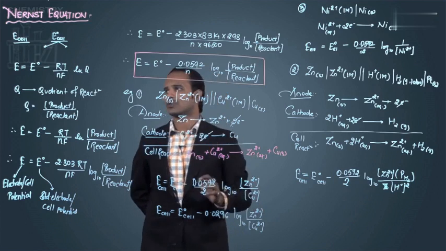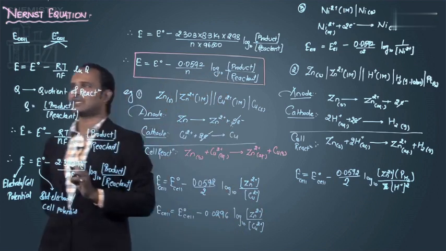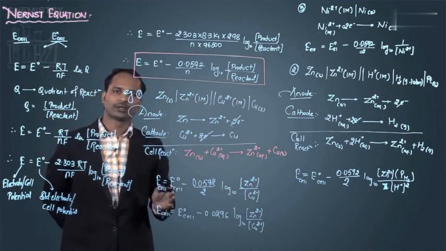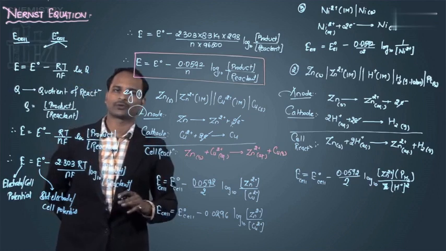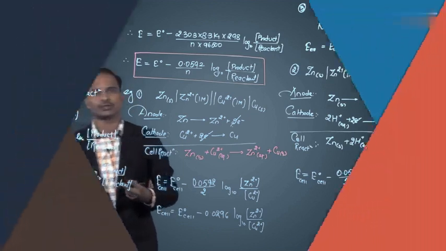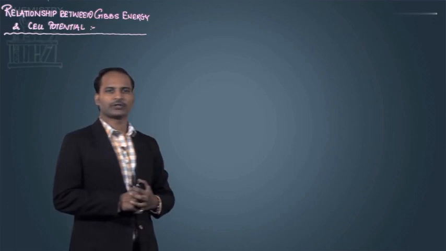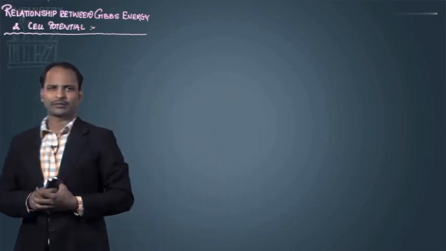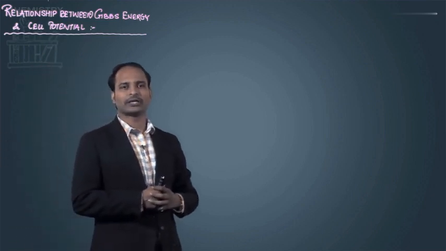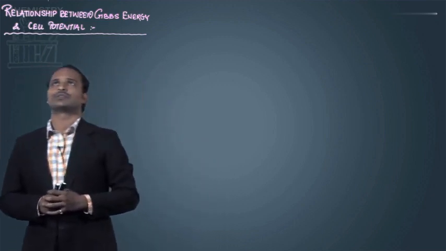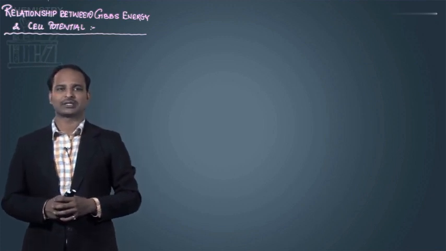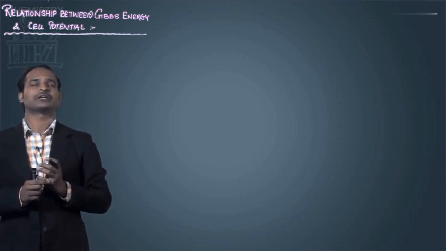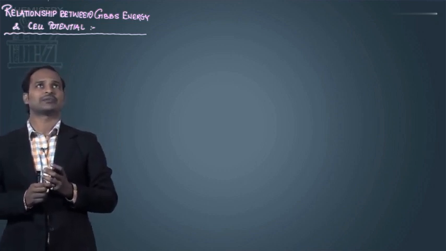So this is about the Nernst equation, which gives the relationship between the cell potential and standard cell potential, or between the electrode potential and standard electrode potential. Next we have to determine the relationship between the Gibbs energy, that is delta G, which tells us about the spontaneity of the reaction, and the cell potential. So ultimately we have to make a formula between delta G and E cell.